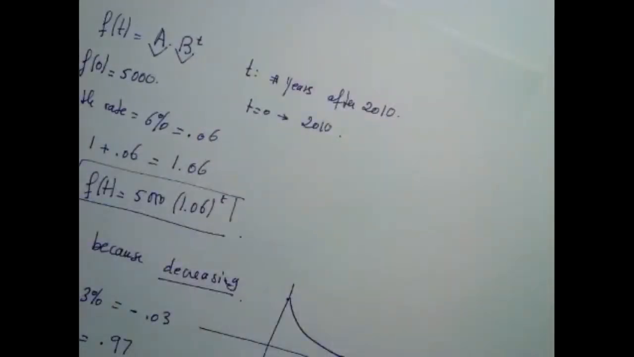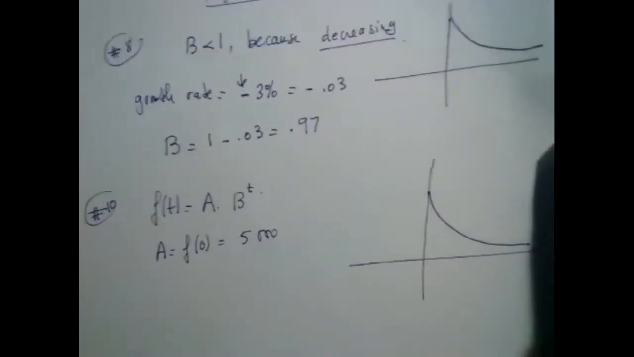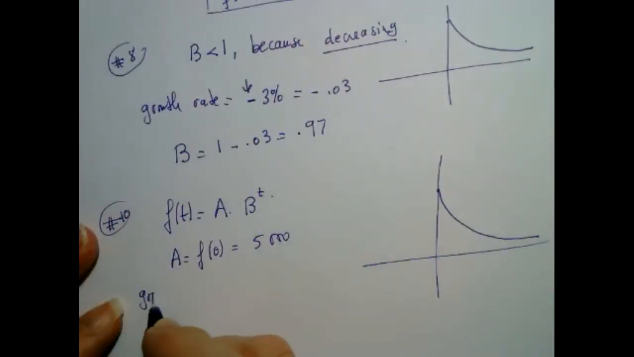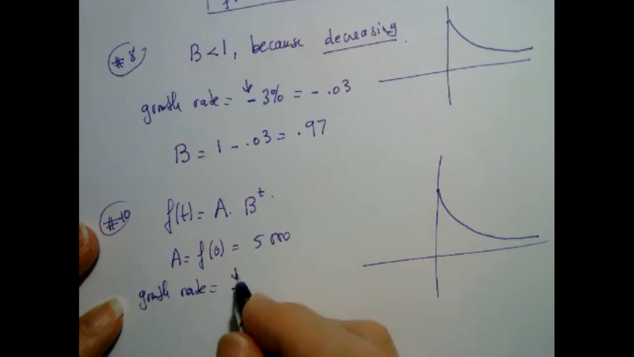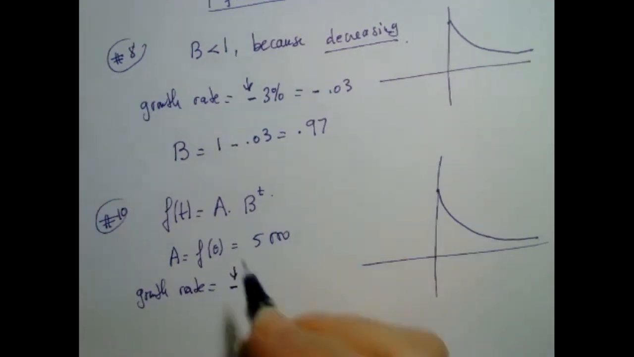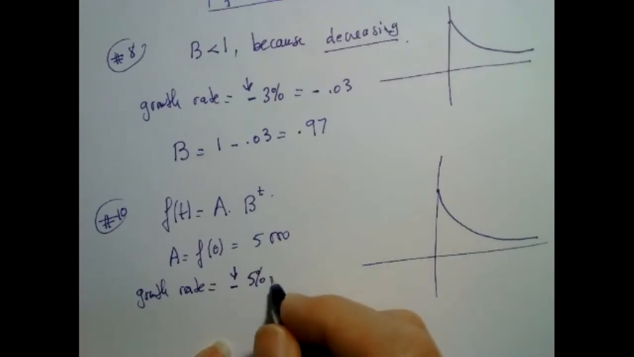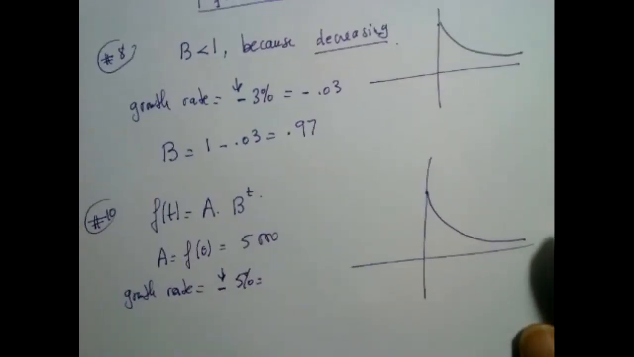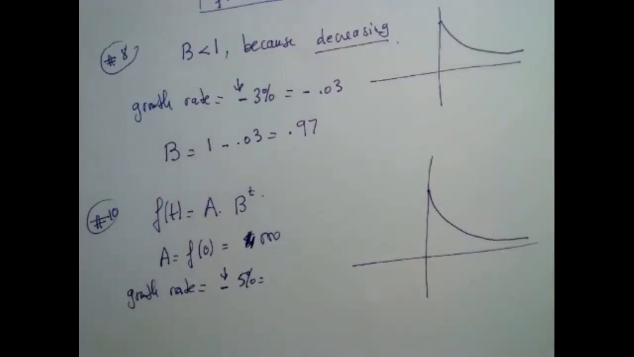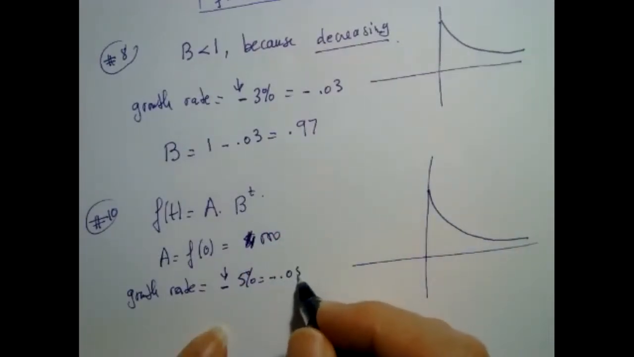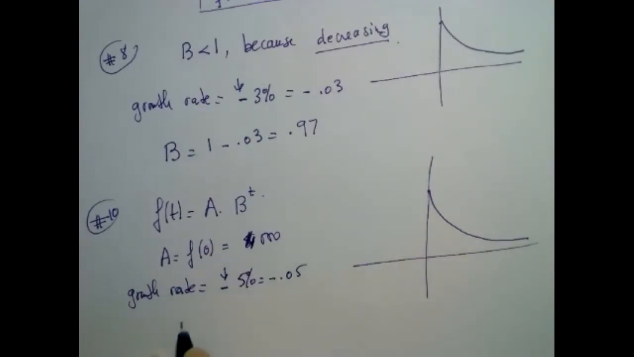Now the B, it's decreasing. So we have a negative growth. It's a minus 5%. Isn't the A 4,000? Absolutely, yes. Thank you very much. So it's going to give me minus 0.05. So now I need the B.